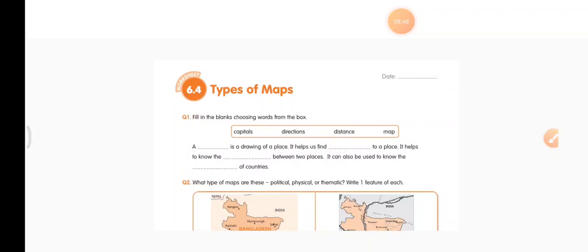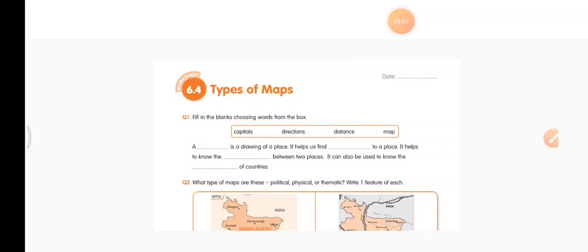It helps us find dash to a place. What does it help? Directions. So write the word directions there. The third blank: it helps us to know the dash between two places. Distance. Write the word distance there. It can also be used to know the dash of countries, capitals of countries.